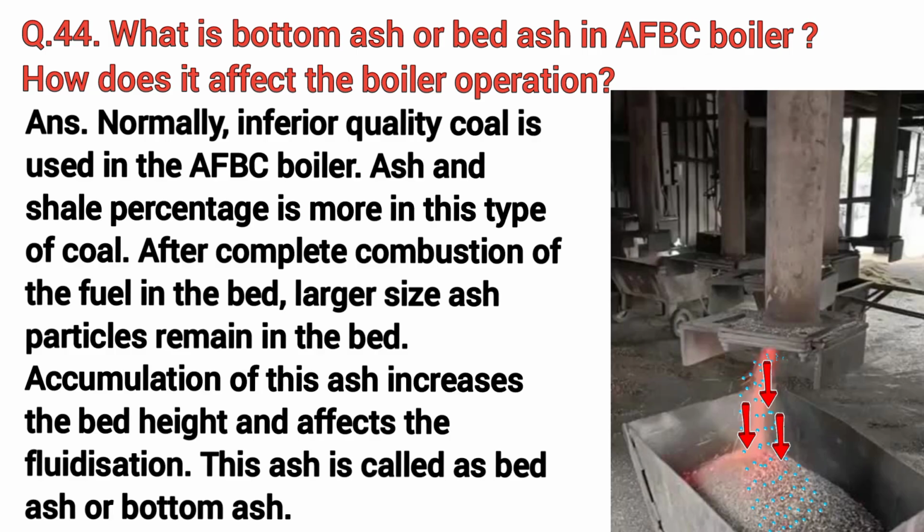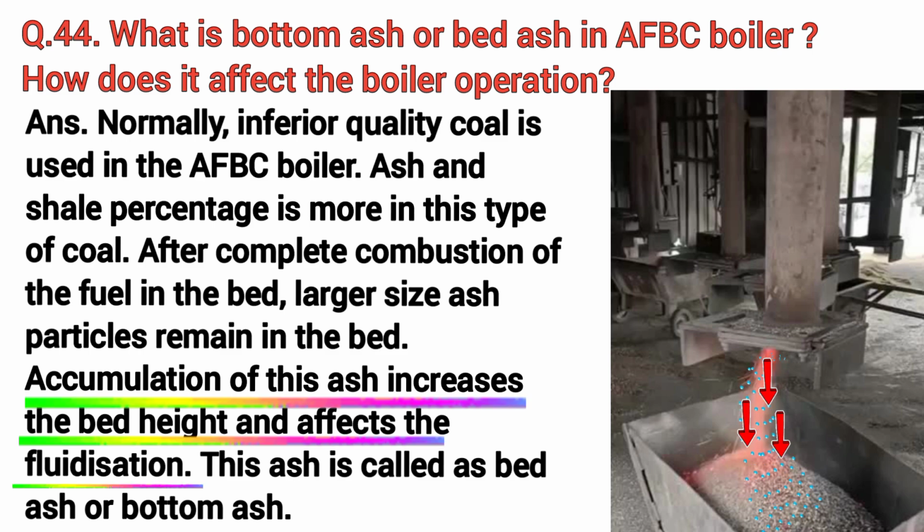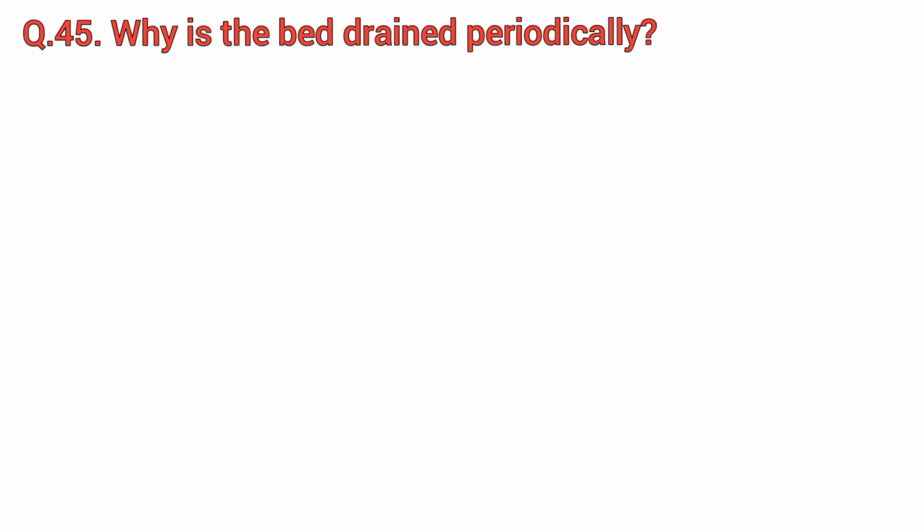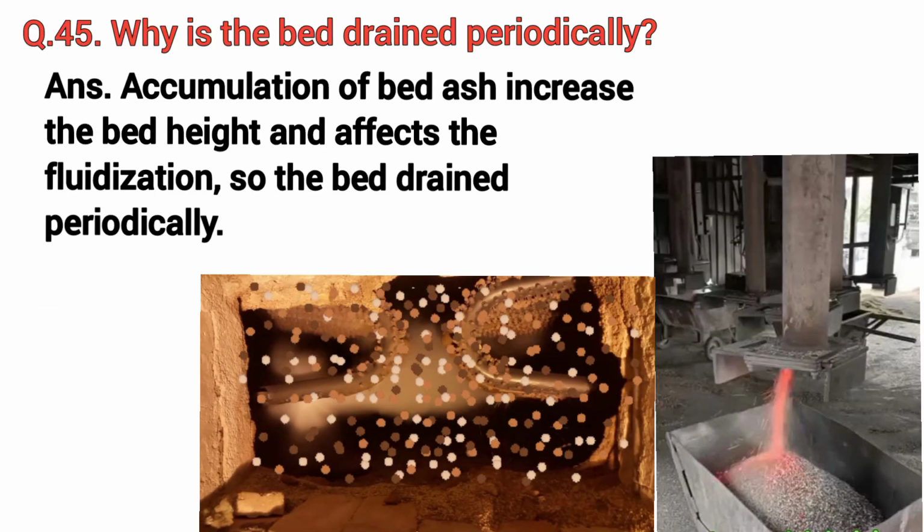After complete combustion of the fuel in the bed, larger size ash particles remain in the bed. Accumulation of this ash increases the bed height and affects the fluidization. This ash is called bed ash or bottom ash. Why is the bed drained periodically? Accumulation of bed ash increases the bed height and affects the fluidization, so the bed is drained periodically.